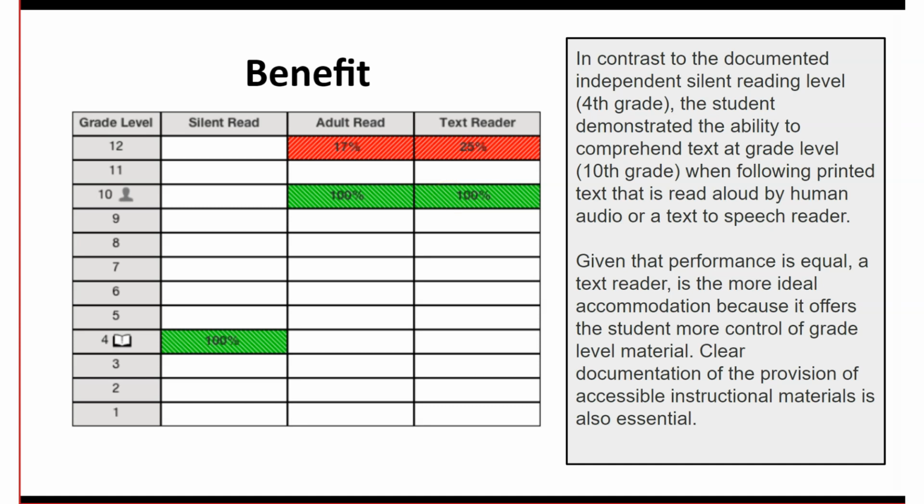Hey Aaron, it shows that this student can benefit from adult reader as well as text reader. How do we determine which one we should select for this student? Great question. Ultimately, this is a local CSE decision, but all things being equal, I tend to default to having the student use a text reader over an adult reader, as this provides the student greater independence and gives them more control over the grade level material.